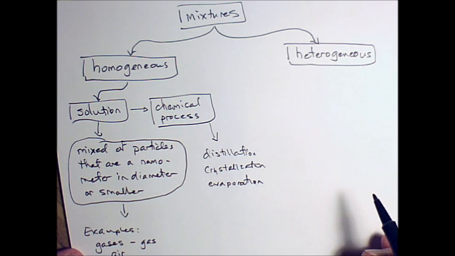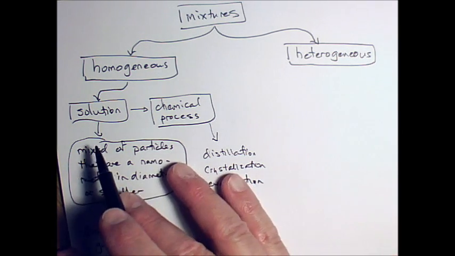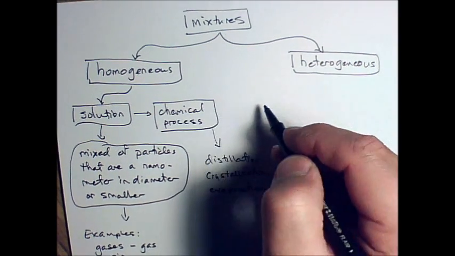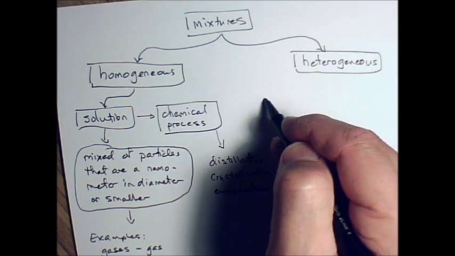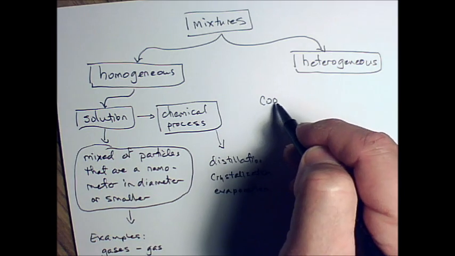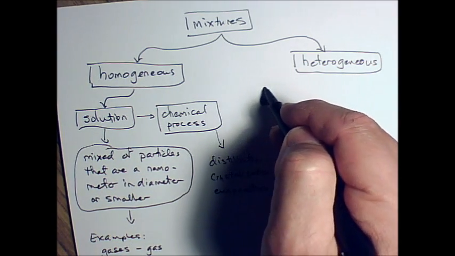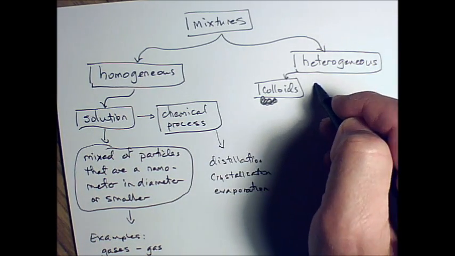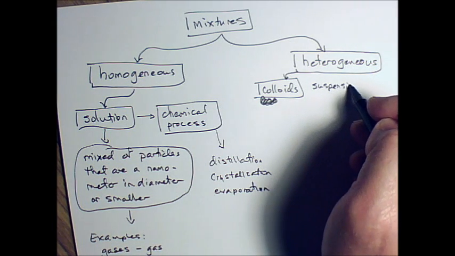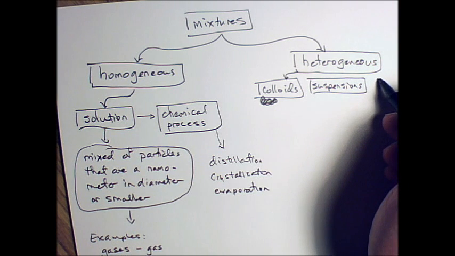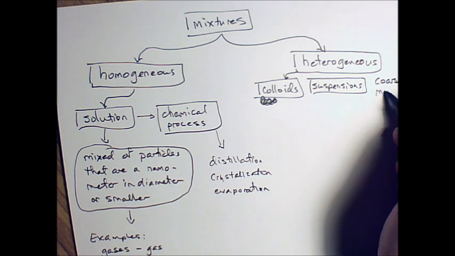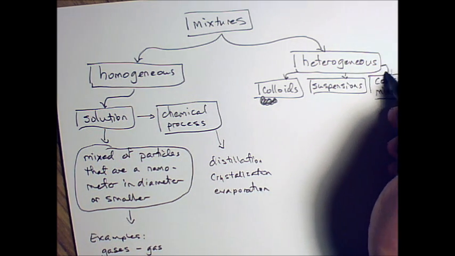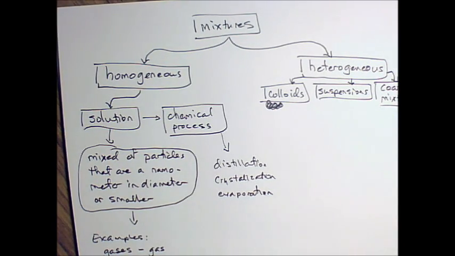All right, so those are ways of separating chemical solutions. Okay, now, heterogeneous mixtures. There are two kinds of heterogeneous mixtures, actually three. You might have it on the test. Colloids, suspensions, and coarse mixtures. Okay, colloid, suspension, and coarse mixtures.